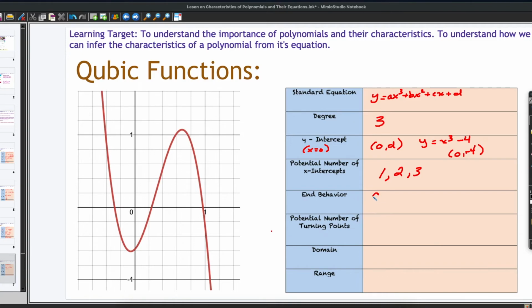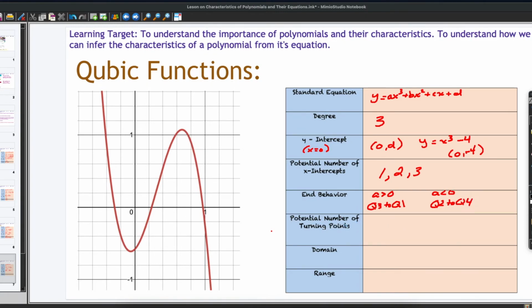When we talk about its end behavior, again, if a is greater than 0, the same as the other odd degree function, the linear function, it's going to go Q3 to Q1. If a is less than 0, it's going to go Q2 to Q4.